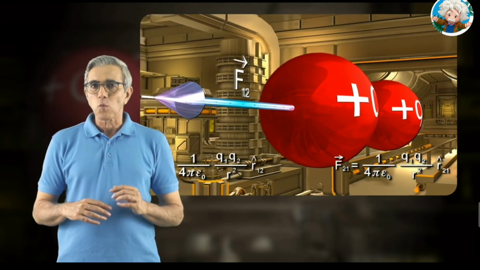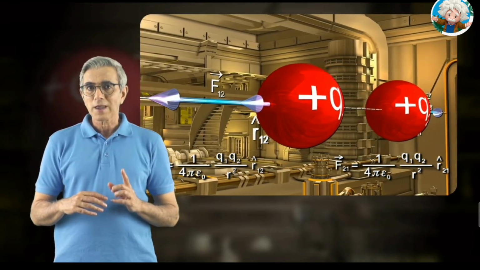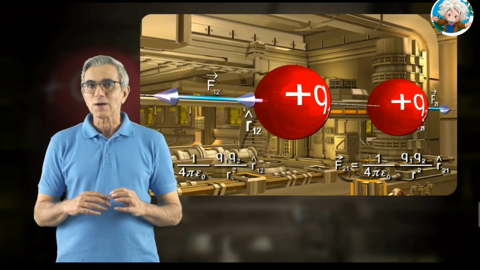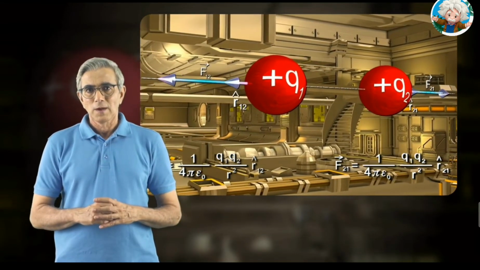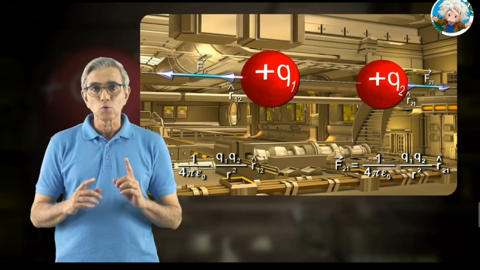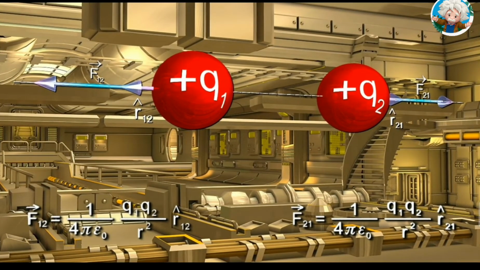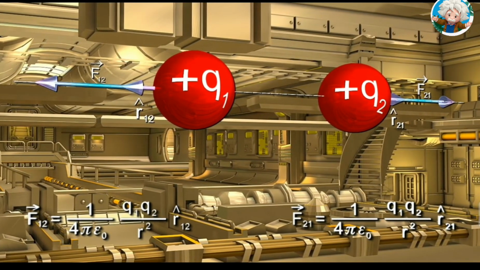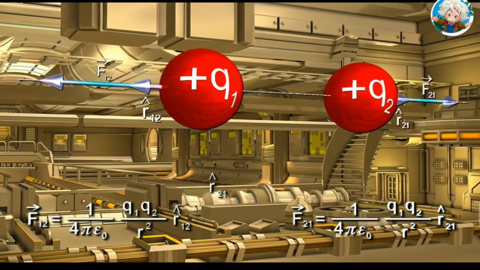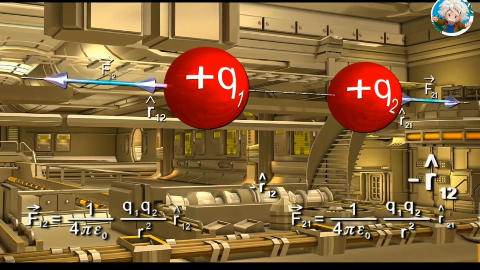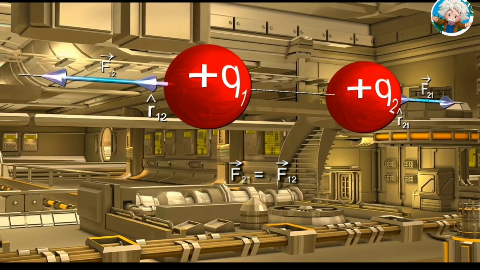Let vector F12 be the force exerted by Q2 on Q1 and R_12 be the unit vector along the line joining the two charges from Q2 to Q1. This force acts along the line joining Q2 to Q1 away from Q2. Since unit vectors R_12 and R_21 are in opposite directions, R_21 is equal to minus R_12. Therefore, the forces are opposite in direction and equal in magnitude.